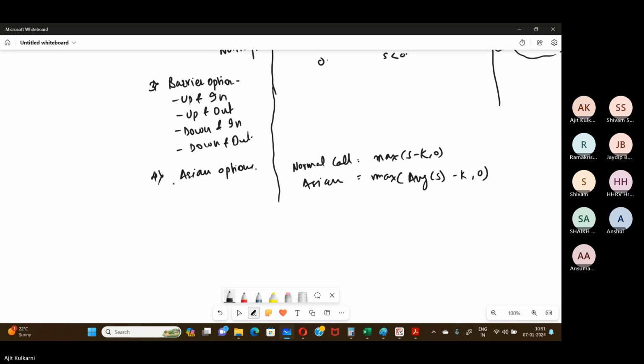Again, there are many ways to define it. Sometimes the way you define it is max of S minus strike, where the strike itself is an average. So whatever is at expiry minus the average of whatever happened, that is kept as strike. Then you can have many kinds of averages: arithmetic mean, geometric mean, and all of that. So you have all combinations here.